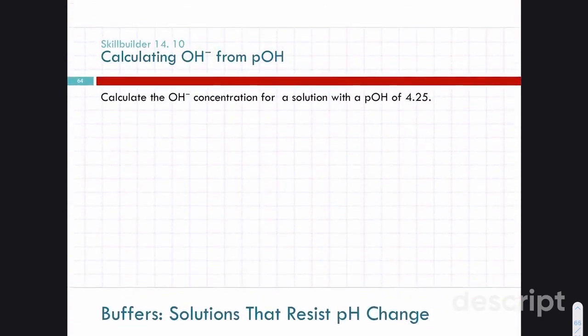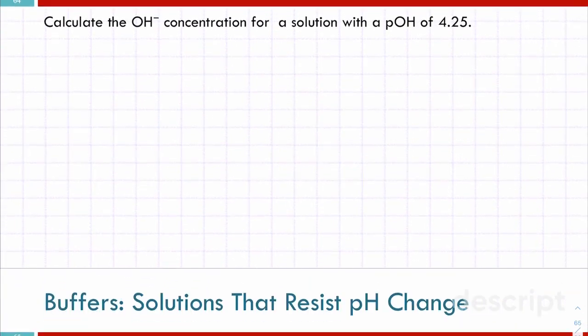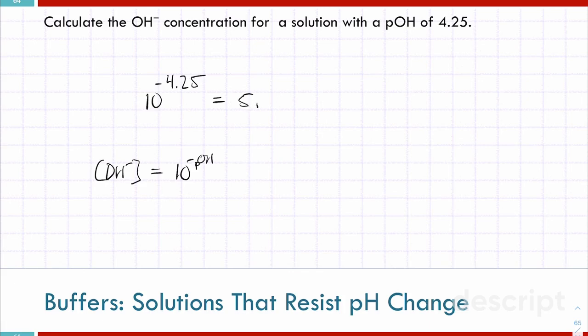I didn't quite finish. Well, you can do this last one here, and then the buffers, I'll just speed through buffers real quick. So to calculate OH minus, it's 10 raised to the negative 4.25, because POH is the negative log of OH minus. This is going to be 5.6234 times 10 to the negative 5. The same rules for pH in terms of sig figs apply to POH, because it's still a logarithm. So this will only have two sig figs. So it'll be 5.6 times 10 to the negative 5 molar OH minus.